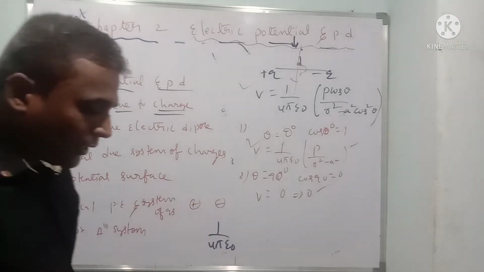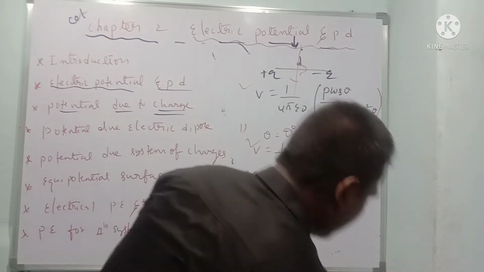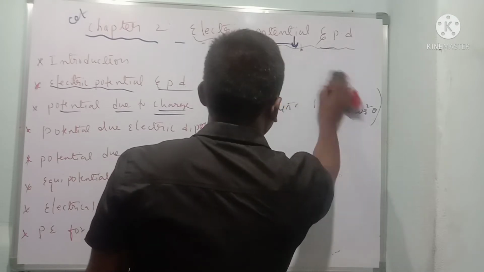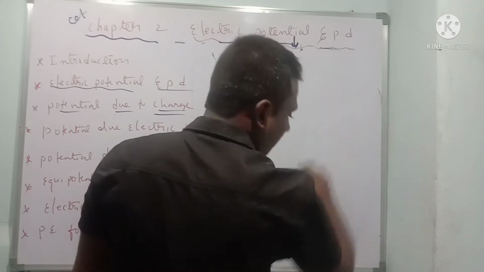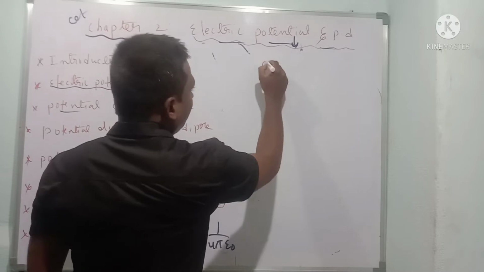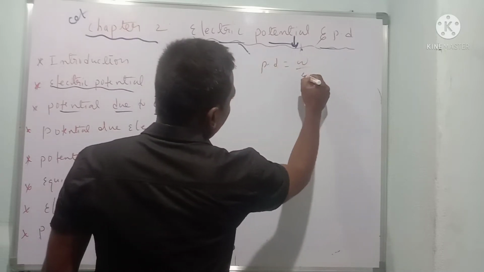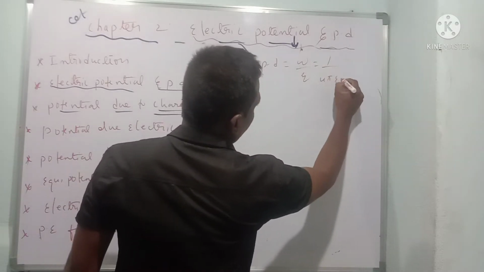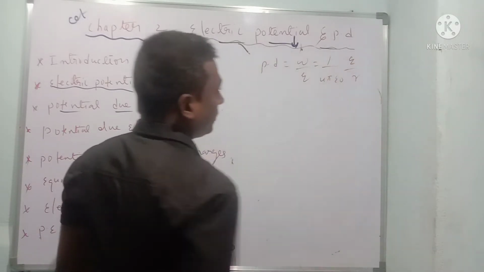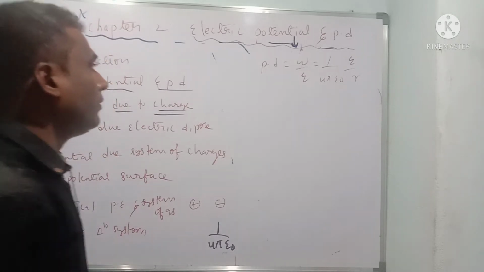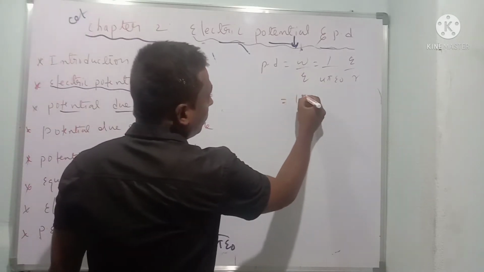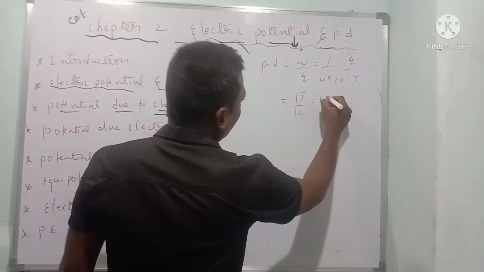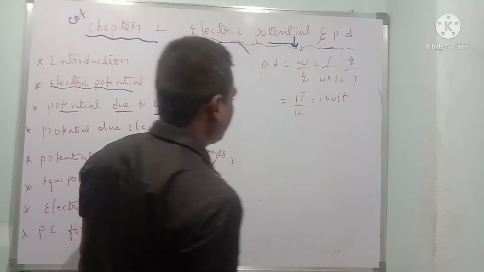Let us understand the unit of potential difference. Dear children, it is very easy. Potential difference is equal to W by Q, or we can write 1 by 4 pi epsilon naught Q divided by R, which we just got as the expression. When I supply 1 joule of work, then 1 coulomb of charge will be moved. That is called 1 volt of potential difference.